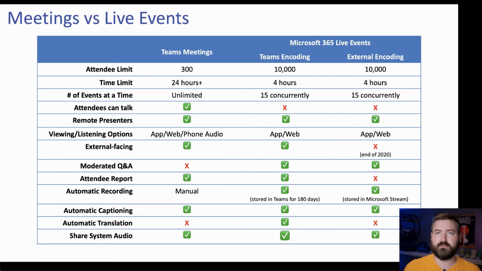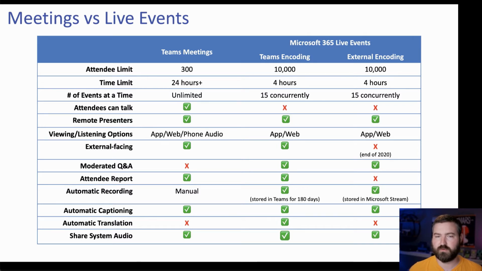They can all be externally accessible, except for the externally encoded. As we mentioned, that's by Microsoft Stream. But according to their roadmap, Microsoft Stream is working to bring external access by the end of this year. And then you get that moderated Q&A when it comes to a live event. You're able to hold those questions back. Whereas in a Teams meeting, you have just the wide open chat where anybody can say whatever they want and people see it. And then I'll let you read down through the rest of those options there.